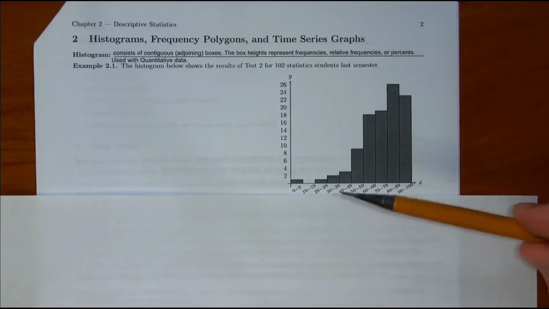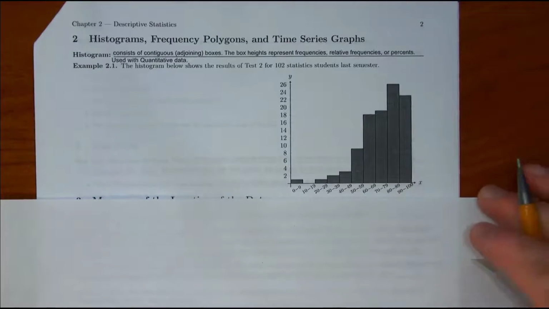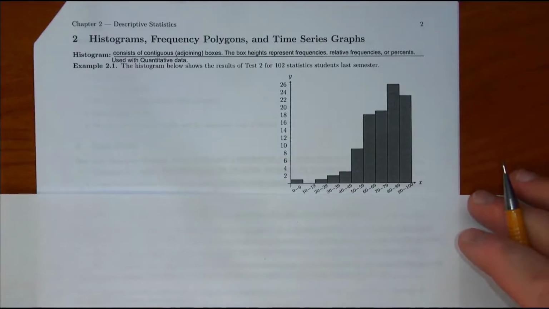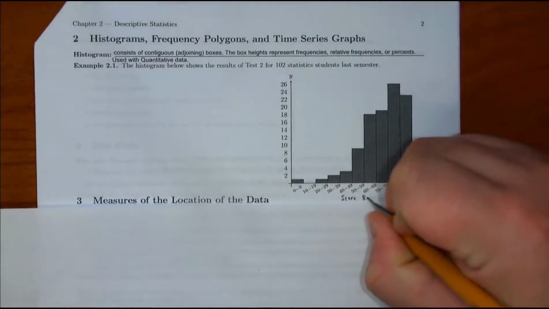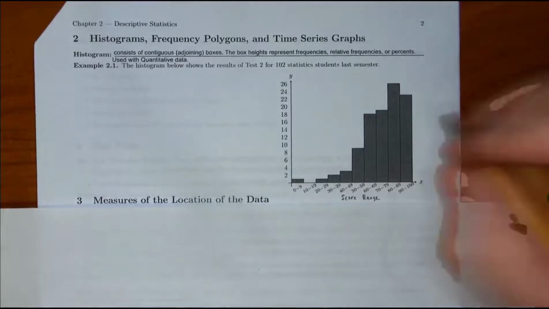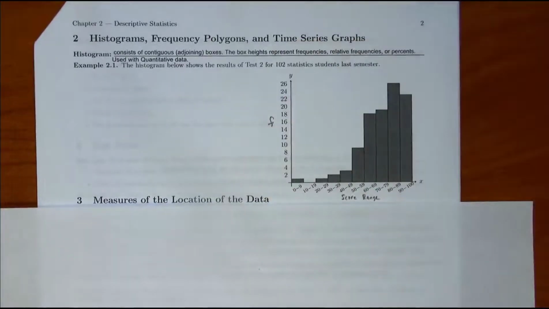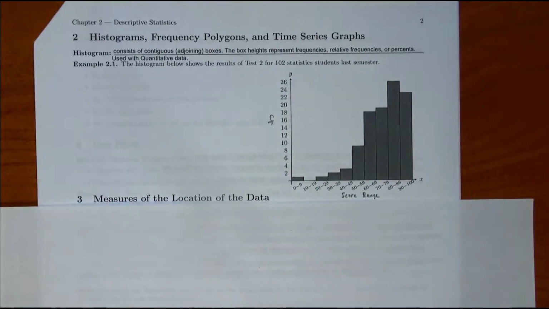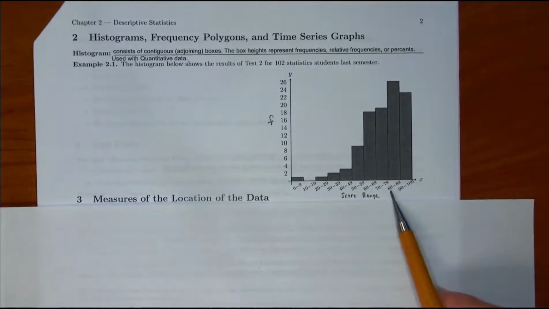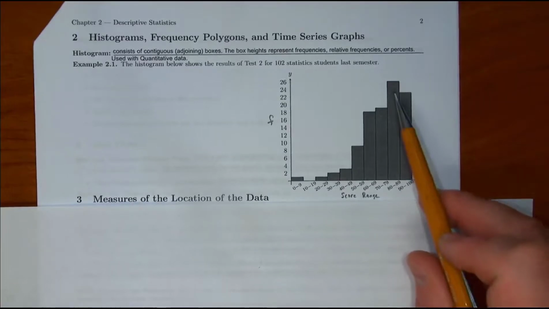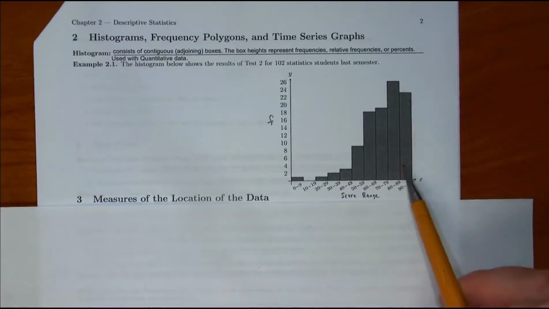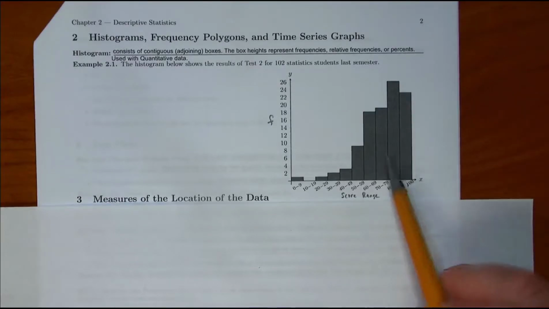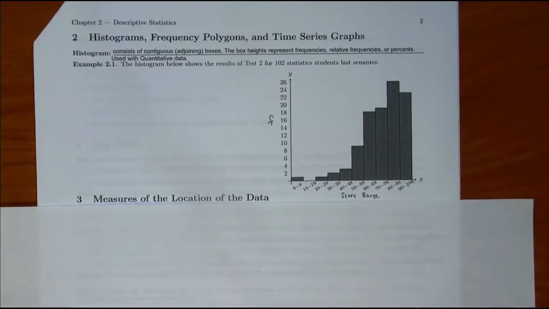I should label this first of all. So this would be the test 2 scores. This would be the score range, and this is F for frequency. So the frequency of that. It looks like for 80 to 89, about 26 or 27 people scored in the 80s. About 22 or 23 scored an A. About 20 people or so scored a C. So that's what a histogram is telling you.